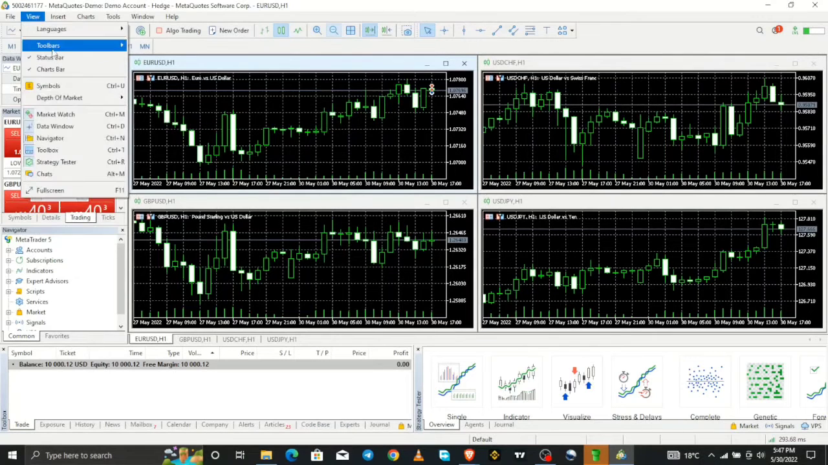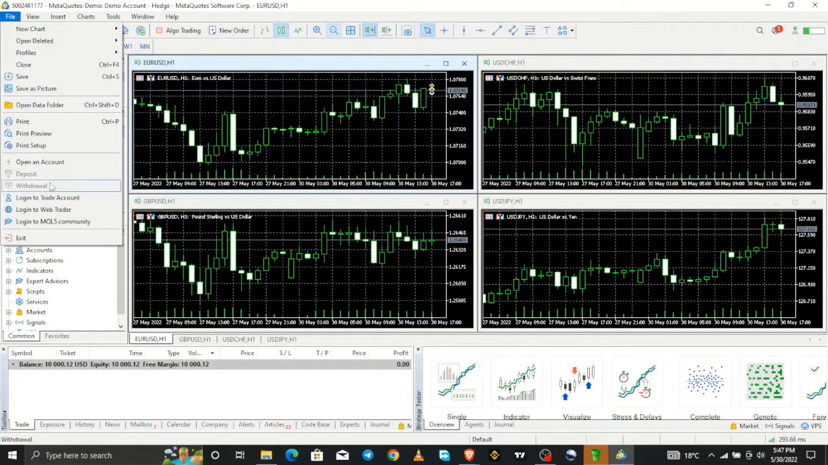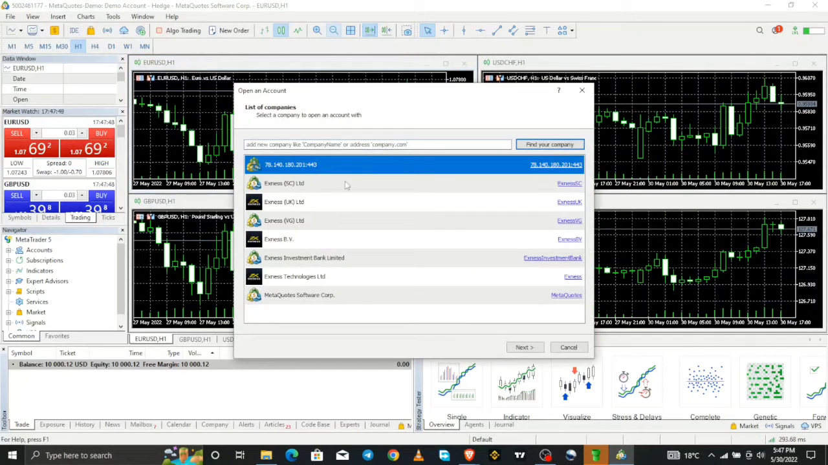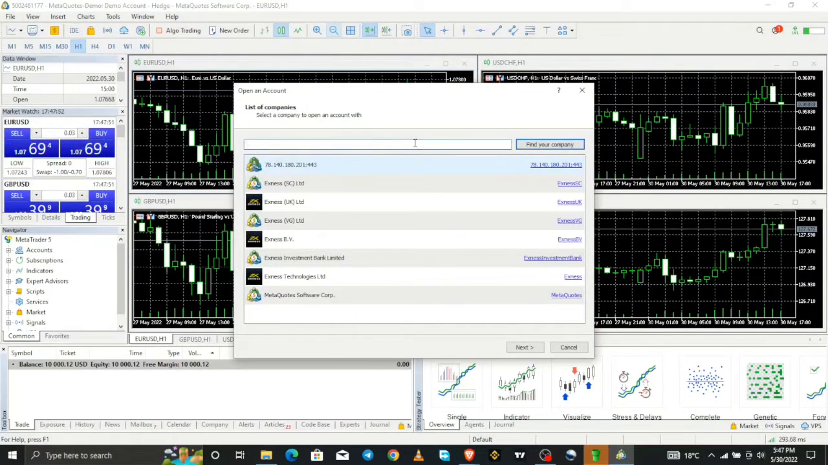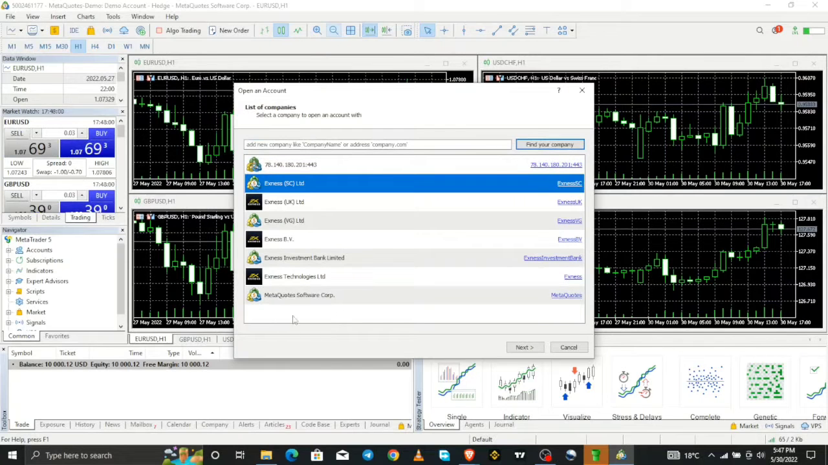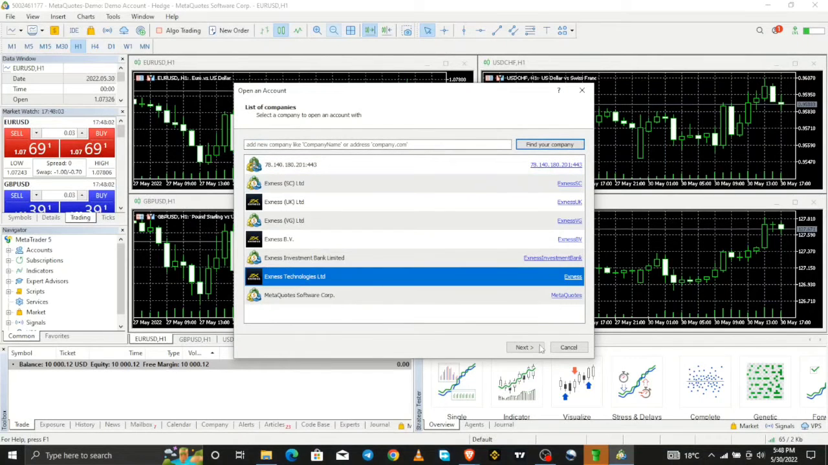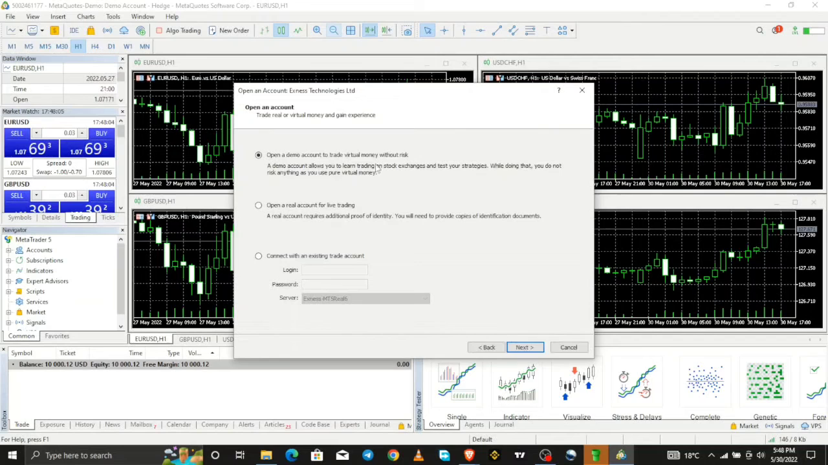So here, just link your accounts, log into your trade accounts directly, or you can open an account. Find your broker, if it's FBS, Octoforex, XM. Me, I use XNES. Just click find your company, and when you find it, just click next. After clicking next, you can open a demo account where you can start practicing and testing your strategies, and you can open a real account for live trading.